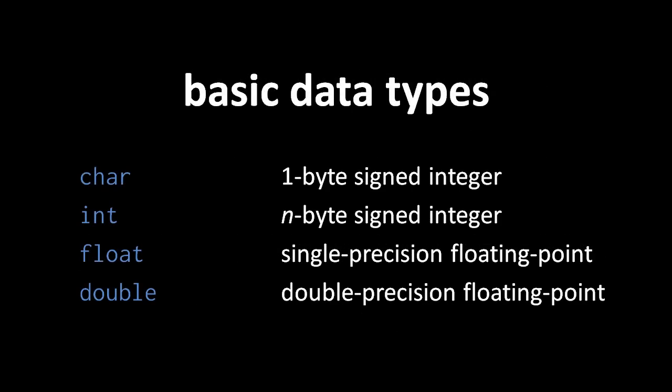Instead of having just one number type, as we do in JavaScript, the C language has several number types, each representing numbers with a different number of bits, and therefore supporting a different range of values. Four of the most commonly used number types are char, int, float, and double.